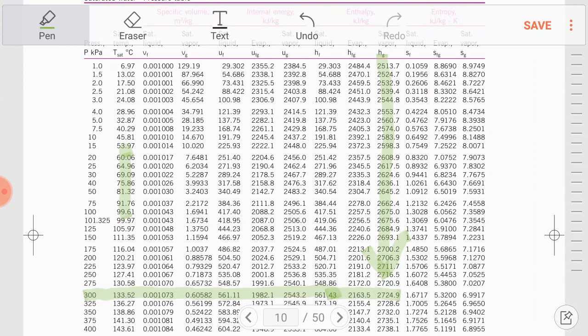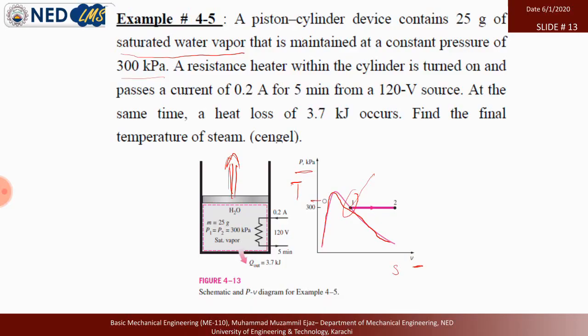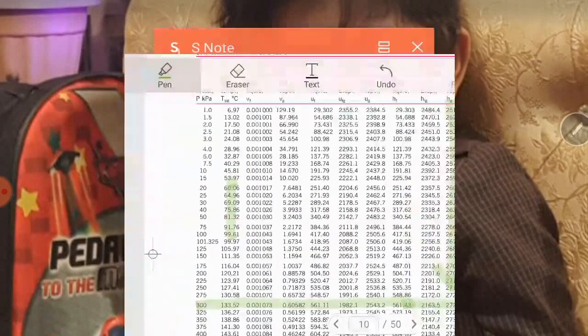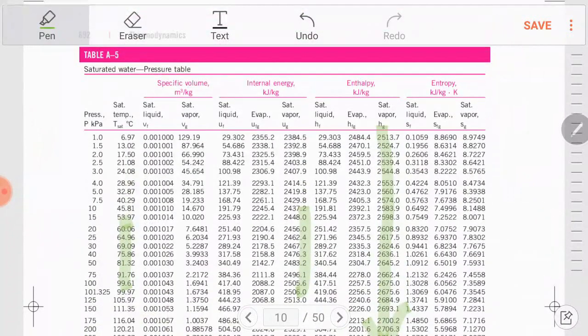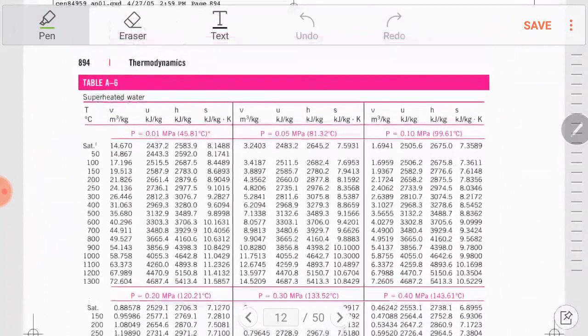Now when we heat this saturated steam further, it will not stay in the saturated state. It will become superheated. So from this PV diagram, you can see that this is the wet dome and this is saturated. It goes into the superheated region. So we need to see the table of superheated state. This is the table of saturated water. This is also saturated water. Now this is superheated water, and the pressure becomes constant.